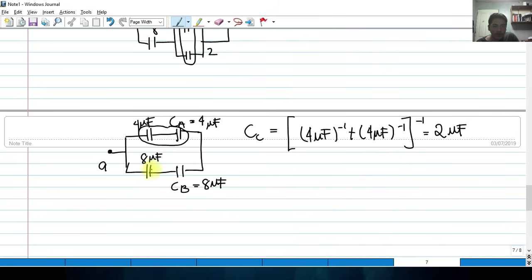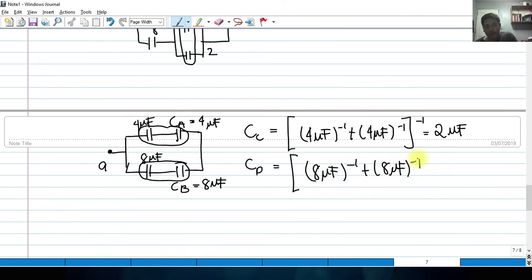And we can also get the combination of this. Let's call that C sub D. You can label it as anything you want, but for the sake of consistency, I'm labeling it C sub A, C sub B, C sub C, and C sub D. So these are connected in series: (8 microfarads raised to negative 1 plus 8 microfarads raised to negative 1) all raised to negative 1. That should be 4 microfarads.